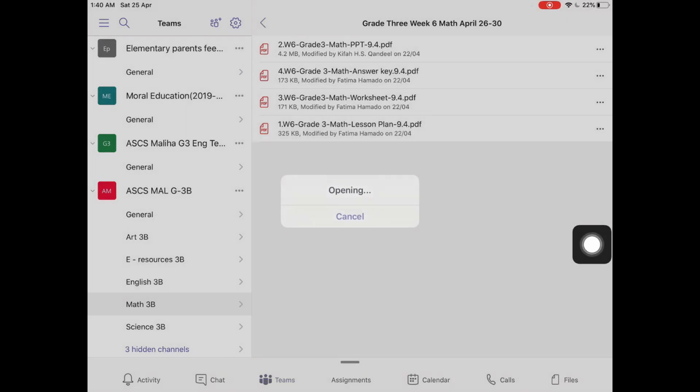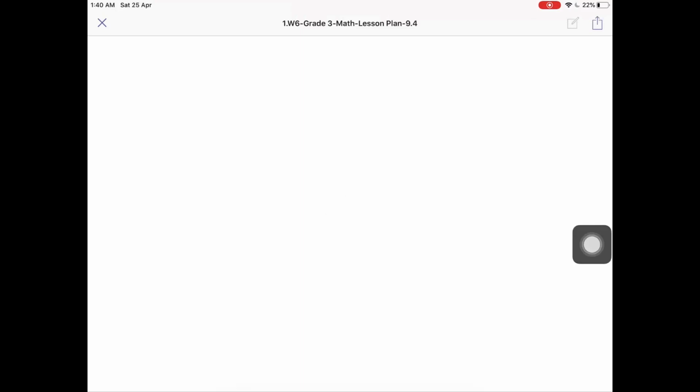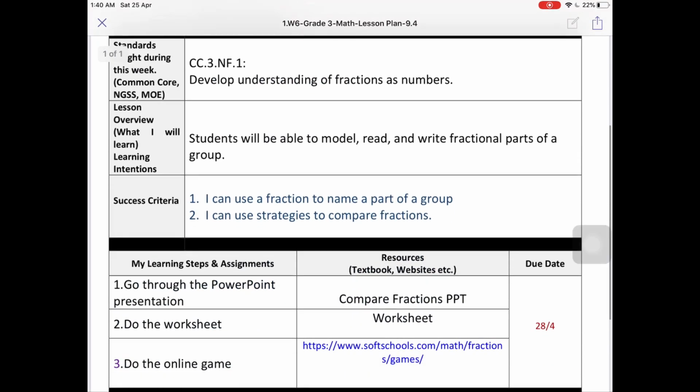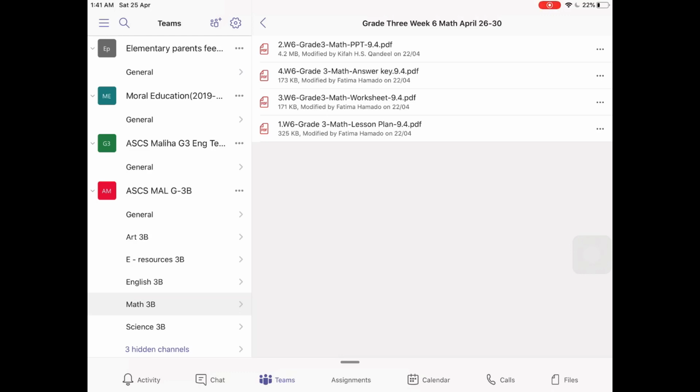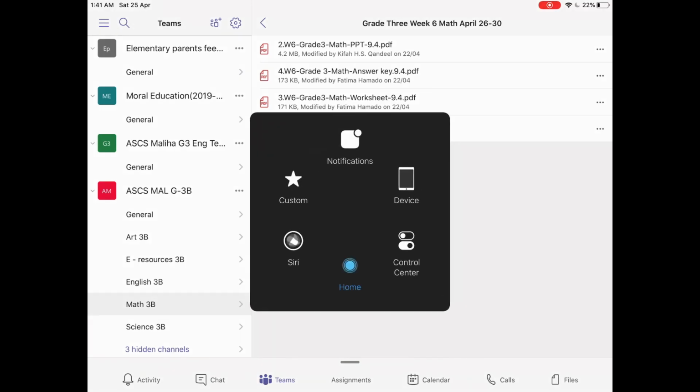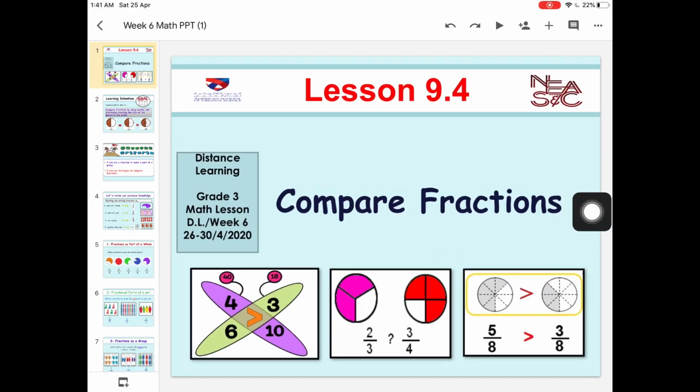Parents, please make sure you check the online learning lesson plan. In it, you will find the lesson overview, the success criteria, the learning steps and assignments, as well as resources that will be helpful while learning the skills this week. All right, we've also attached the math worksheet and answer key for students to self-assess after they complete their work. So let's take a look at today's presentation.